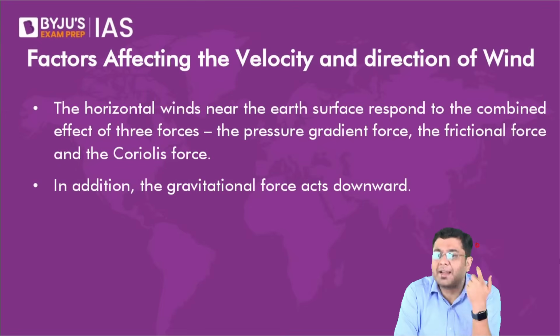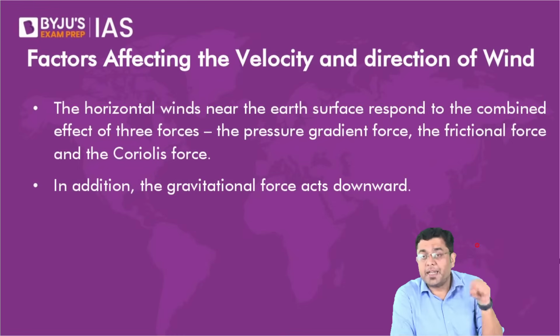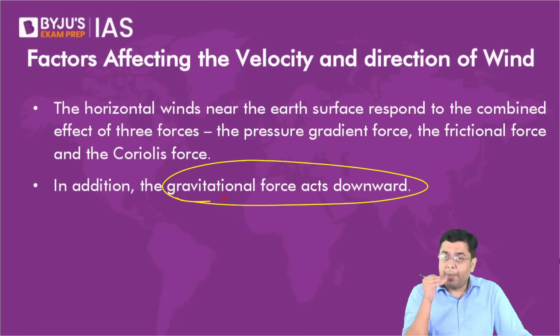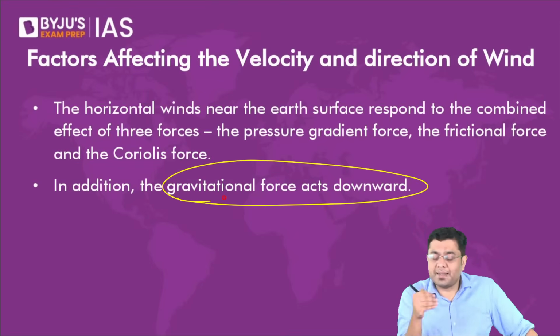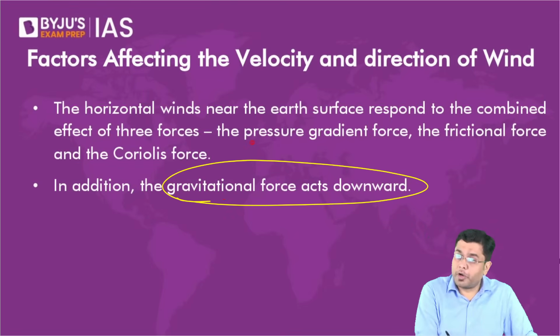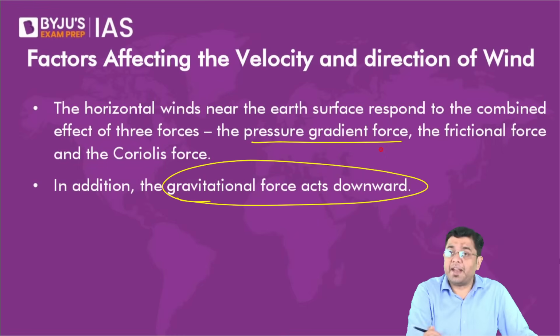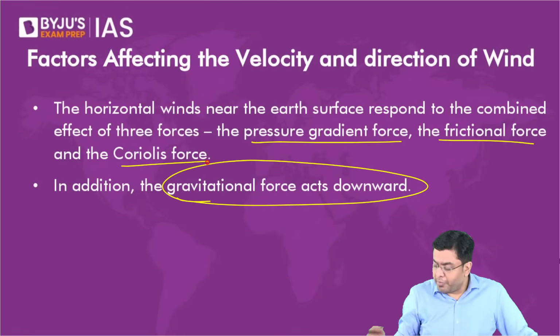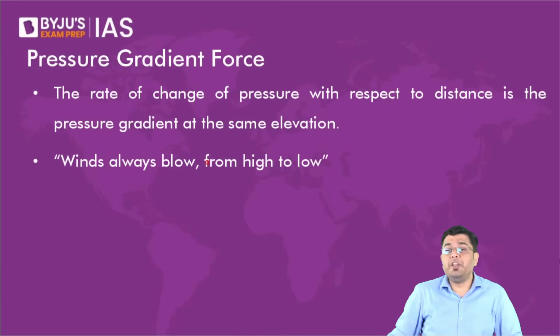Wind, in fact, is dependent on three major factors: the pressure gradient force, the Coriolis force, and the frictional force. What they are, we'll take a look into. But when we talk about these winds, gravitational force is also a significant portion which keeps the wind sticking to the ground surface. So gravitational force is one of the key components which keeps the wind stuck to the ground level. Other than that, you have three important forces which contribute to the direction and the velocity of the wind: the pressure gradient force, the frictional force, and the Coriolis force. So we'll talk about each one of them, starting with the pressure gradient force.